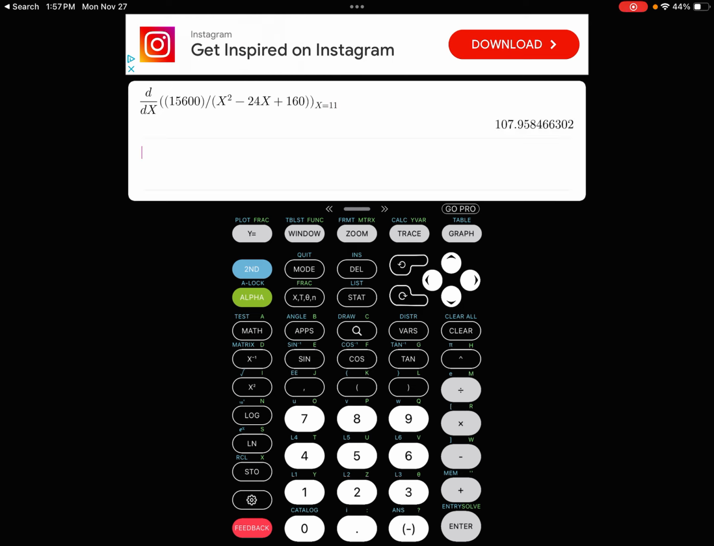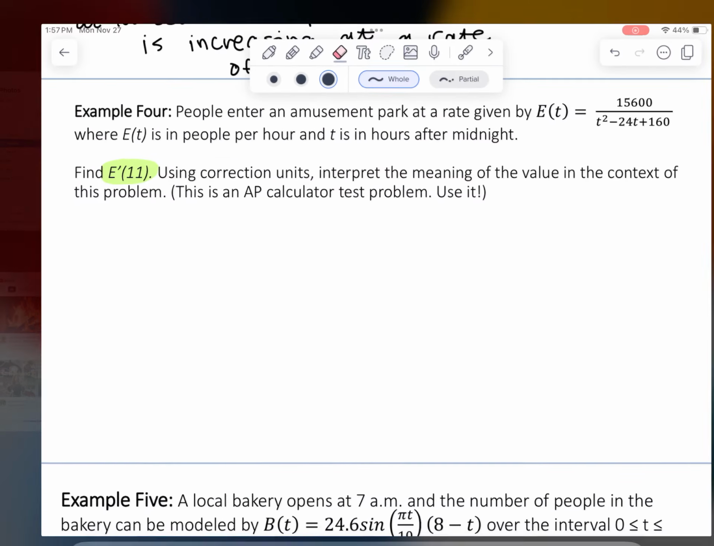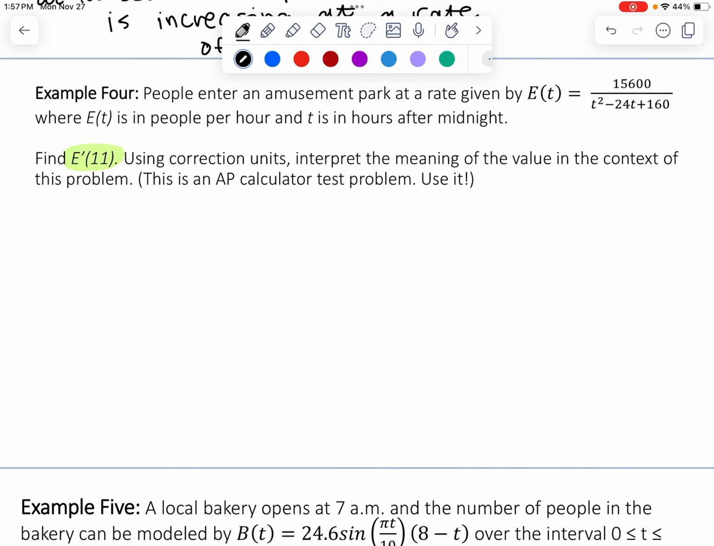And so what I'll get out there is 107.958. And so I'm going to just go ahead and write that down real quick. E prime of 11 equals 107.958. And so what this calculator, this is an AP calculator test problem, what it's assessing here is not whether you know how to find the derivative. What it's assessing is that you can interpret the meaning of this. And so that's what we're going to do here.